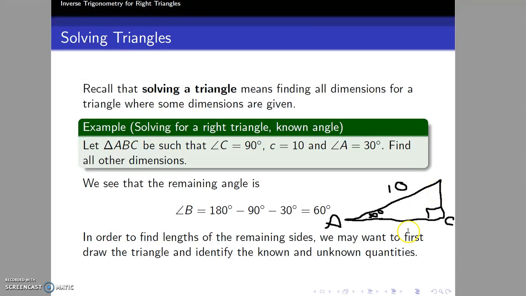And to find this side length here, which I guess is now lowercase b, and this side length here, which is lowercase a, we can do that in one of two ways. One way is to use trigonometric ratios relating 10 to this side right here. So for 30 degrees, that would be cosine of 30 being adjacent over hypotenuse. For lowercase a over here, we could use maybe sine of 30 degrees being opposite over hypotenuse. That would be definitely one way to go about finding those side lengths.